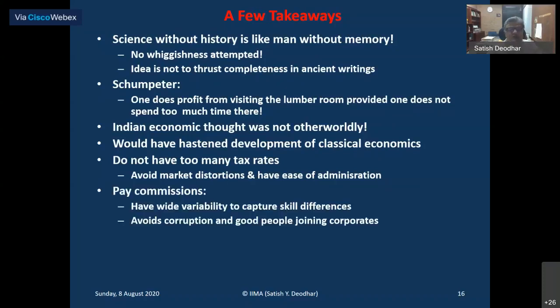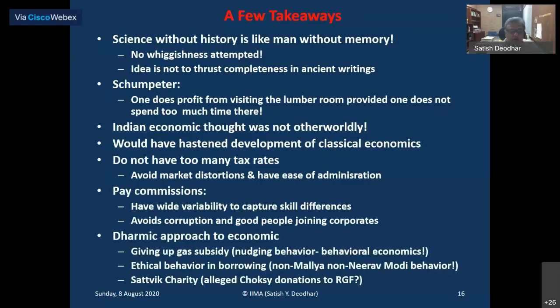I talked about the pay commission, and how variability in pay scales is much more required. Otherwise, good people will not stay in the government. Why would they stay? Either it leads to corruption or they leave the government. So you have to give due respect to the qualities of individuals, and therefore the pay commission should consider what Kautilya had talked about. And finally, an important point I'll talk about is that there has to be a dharmic approach to economic life.